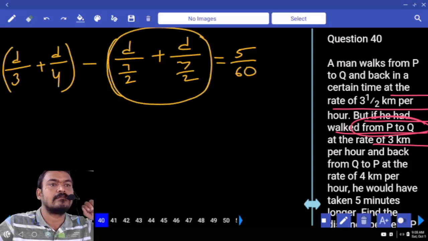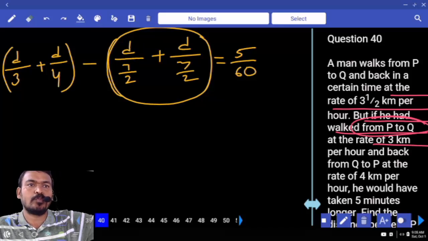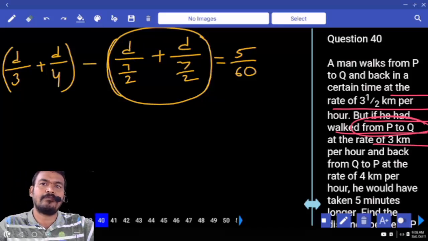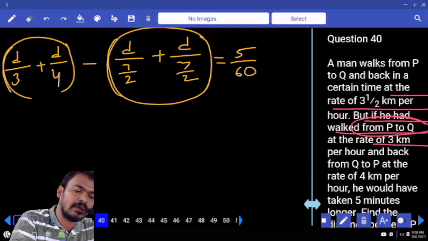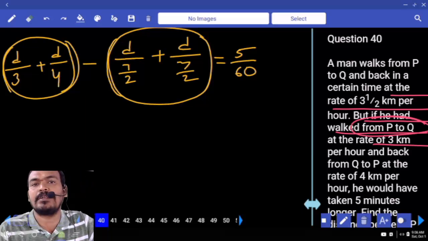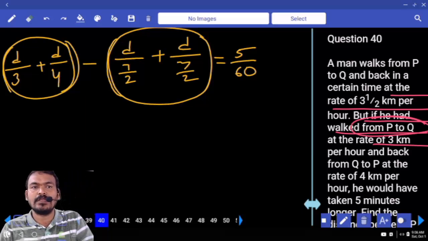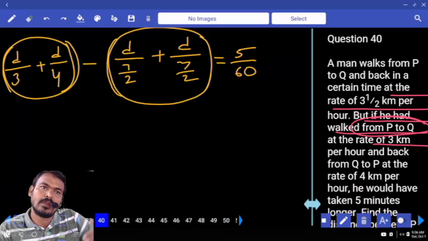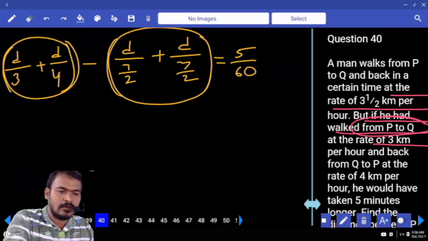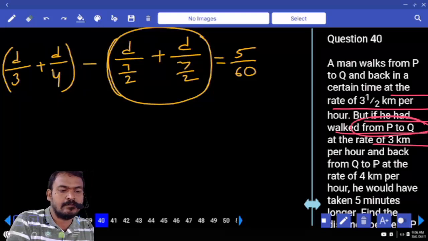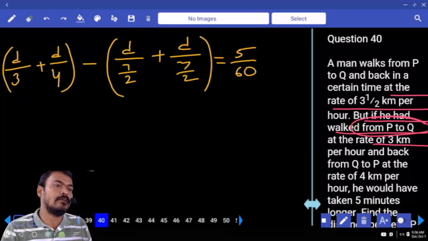Okay, but P to Q speed different, Q to P speed are different. We are taking how many minutes extra? 5 minutes more or 5 minutes less? 5 minutes more. Means compared to original time, new time 5 minutes are more or not? Solving this one we get the d value or not?